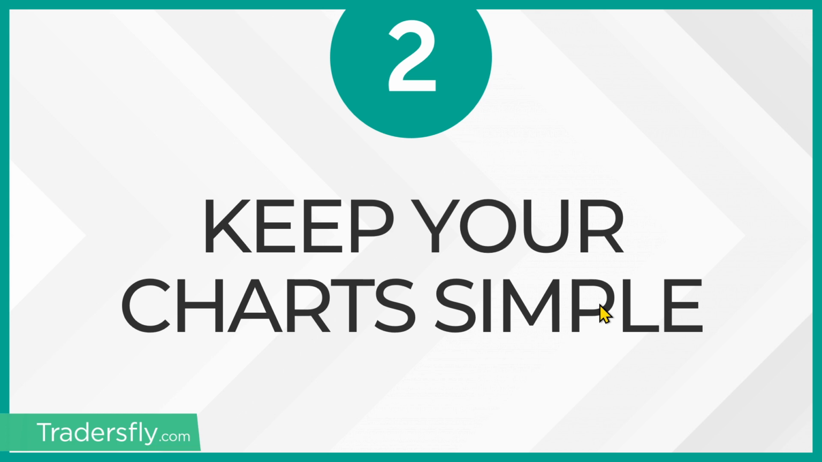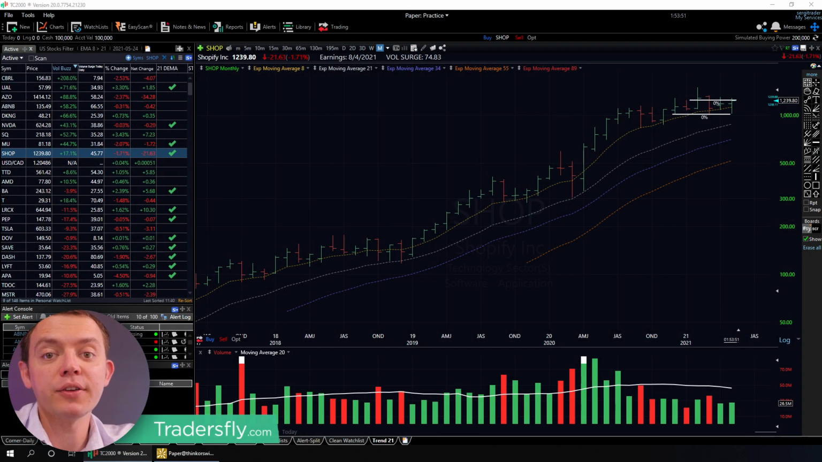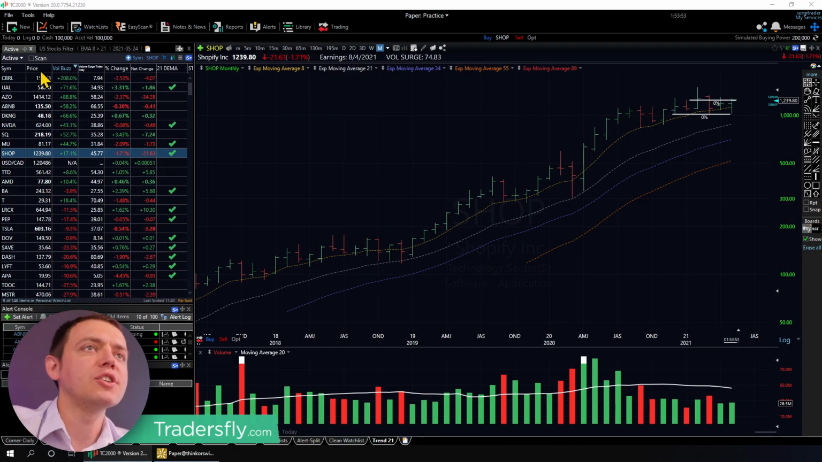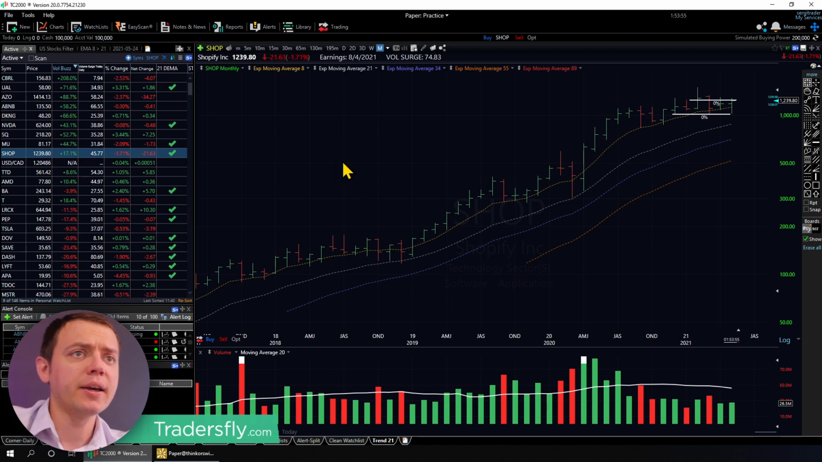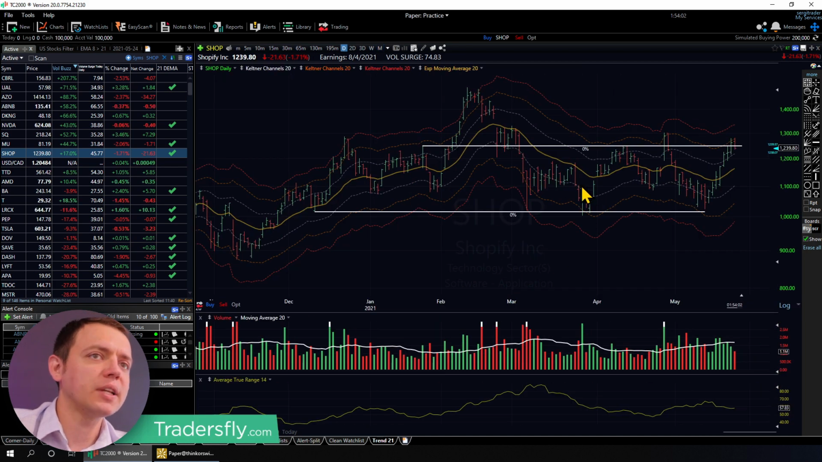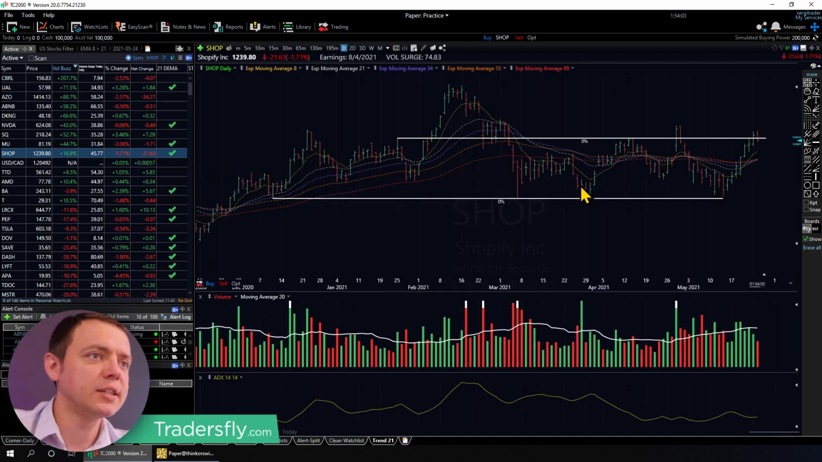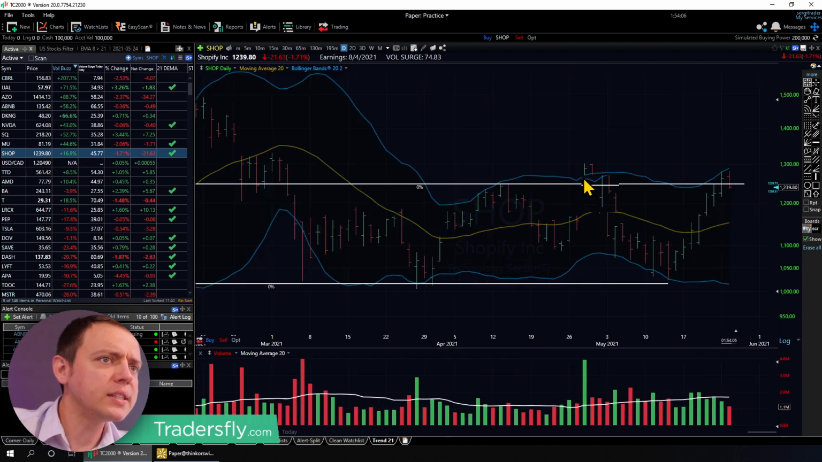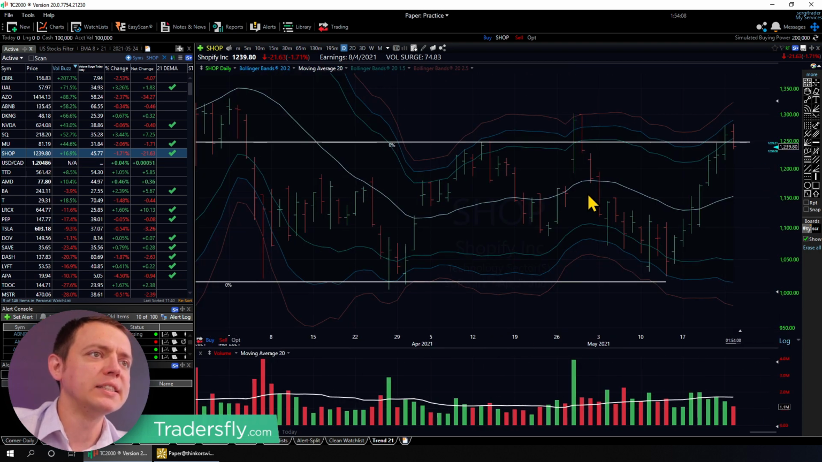Tip number 2 is keep your charts simple. Oh man, so many people complicate their charts and they just have a lot of bells, whistles, and other things going on within the charts. They have these moving averages that I've got right now going on. They might put in other things like, let's say we've got Keltner bands, let's say Bollinger bands, and they put all of these things on the chart.